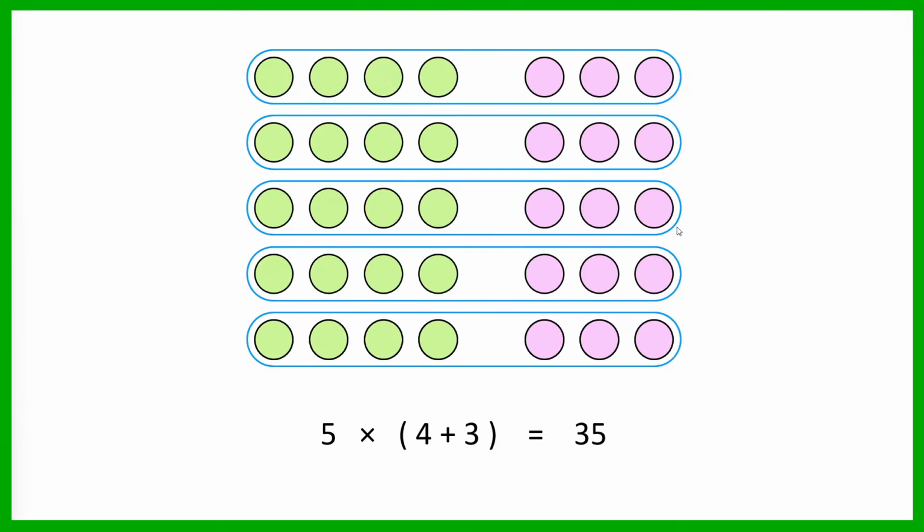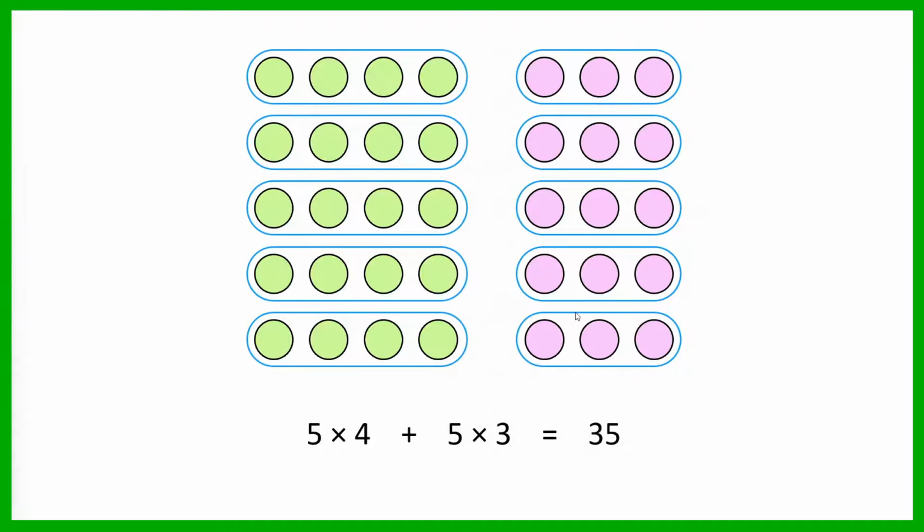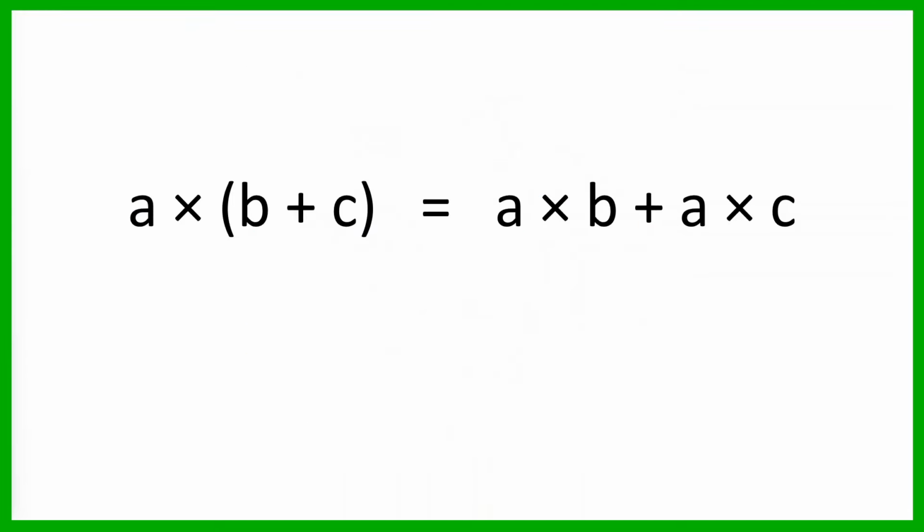So if I've got 5 groups of 4 plus 3, okay, so that's what this is showing you over here, 5 times (4 + 3). So I've got 5 groups of 4 plus 3. That gives me 35. Okay, it's just going to be the exact same thing as if I take 5 groups of 4 and 5 groups of 3 and I add it all together. Okay, it's still going to give me 35. So over here I can say that a times (b + c) is the same as a times b plus a times c.